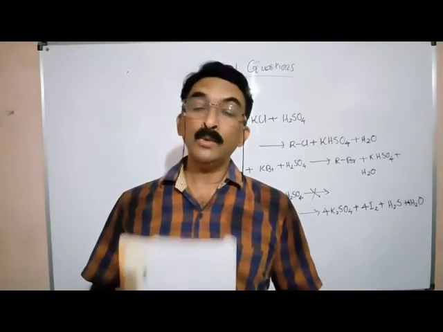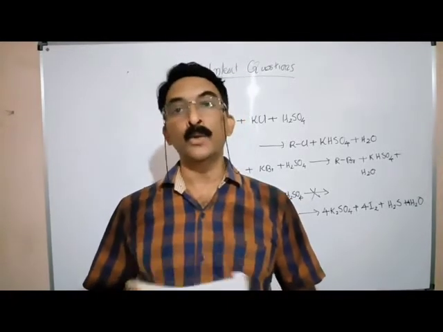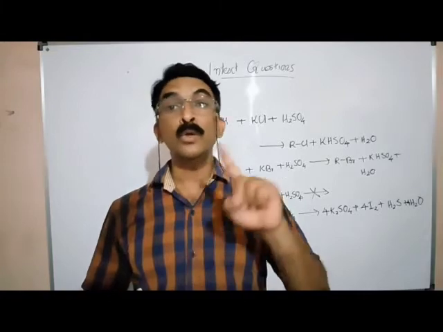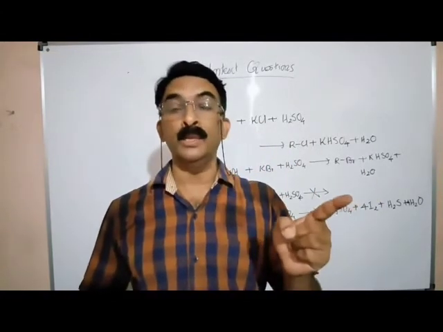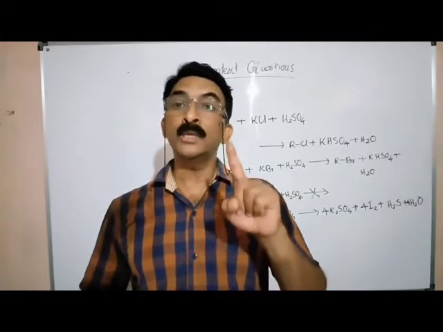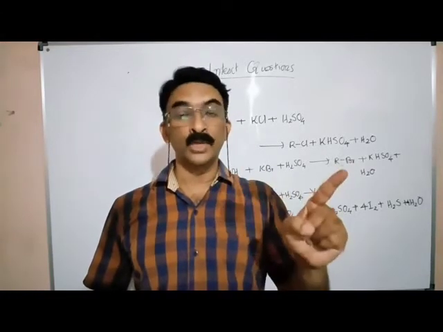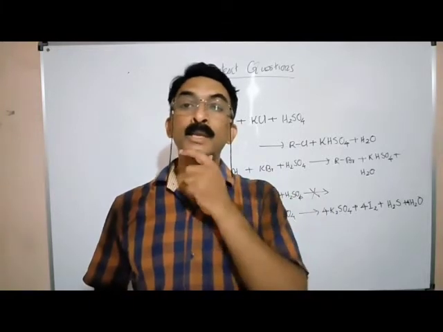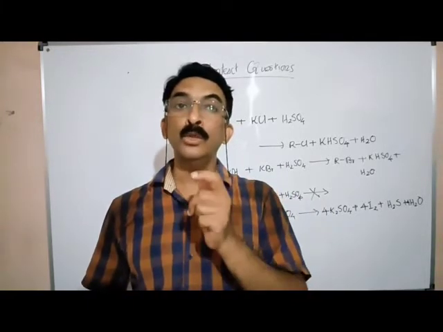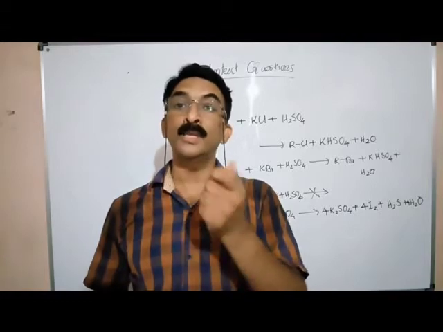That question becomes meaningful because to convert alcohol to chloroalkane or bromoalkane, we are using KCl with sulfuric acid and KBr with sulfuric acid. In that case, why don't we use KI plus sulfuric acid? That's the question. Look here.